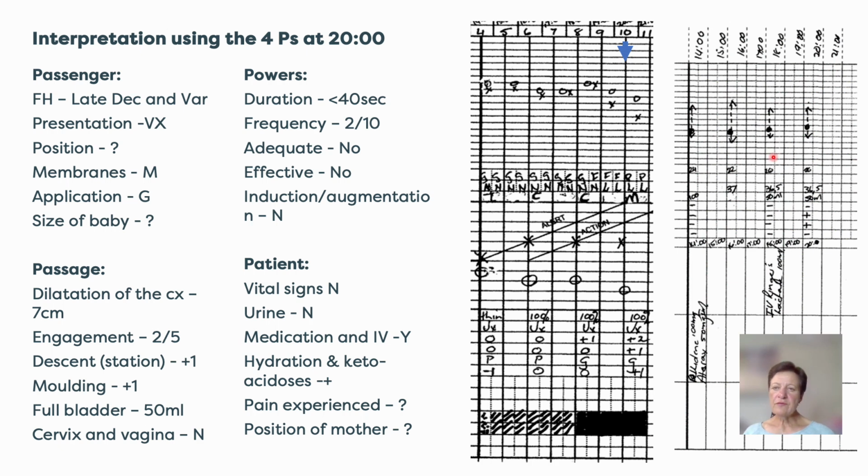Now, if we go a little bit further to 8 o'clock, here we see some other problems happening. When we look at the fetal heart, 8 o'clock is about here. We see that the difference between the before and after contractions fetal heart rate becomes bigger. Here we can see that the variability becomes fair, and that there are now late decelerations.